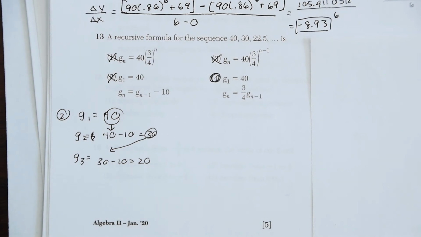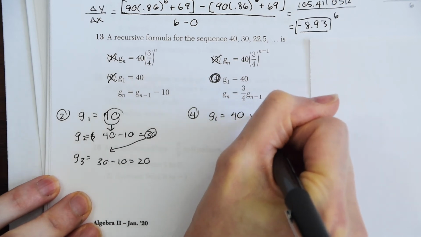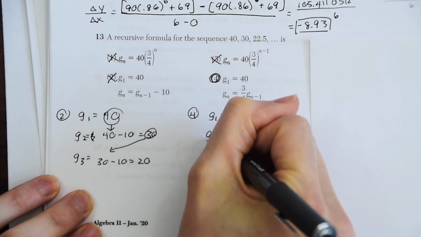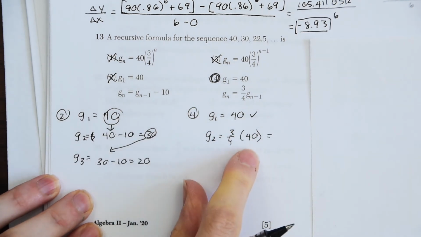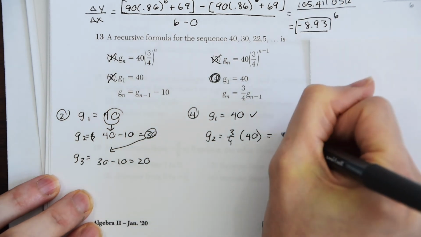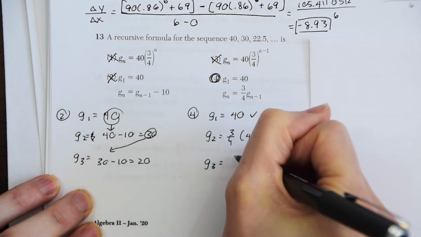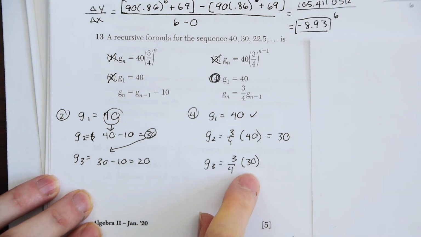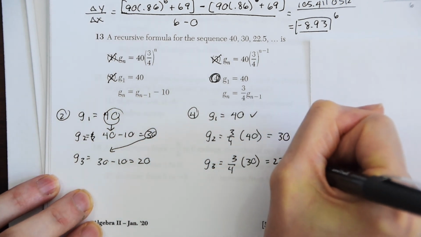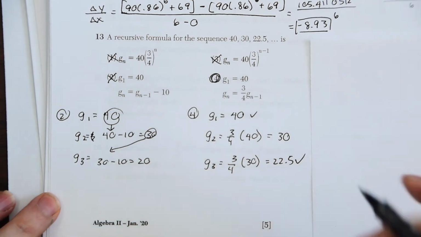So let's actually run through this recursive formula and see this in action. So our first term is 40, that checks out. And our second term is 3/4 times 40. So 40 times 3 is 120, divided by 4, so that gives us 30. That checks out. And now for the last term we have here, it's 3/4 times 30. So again, this checks out too. 30 times 3 is 90, divided by 4, which gives us 22.5. And you could check that on your calculator if you want. So we know for sure that this is our answer.